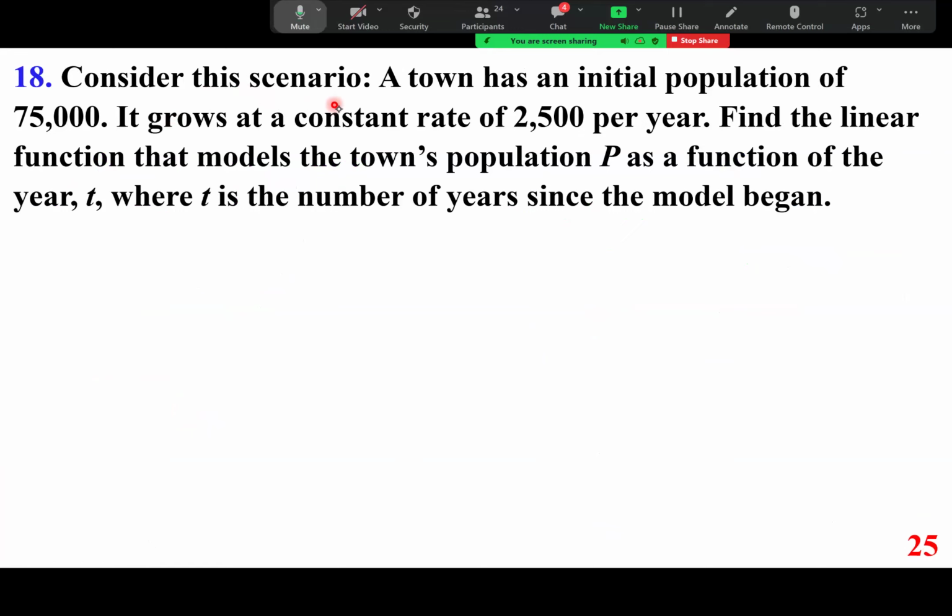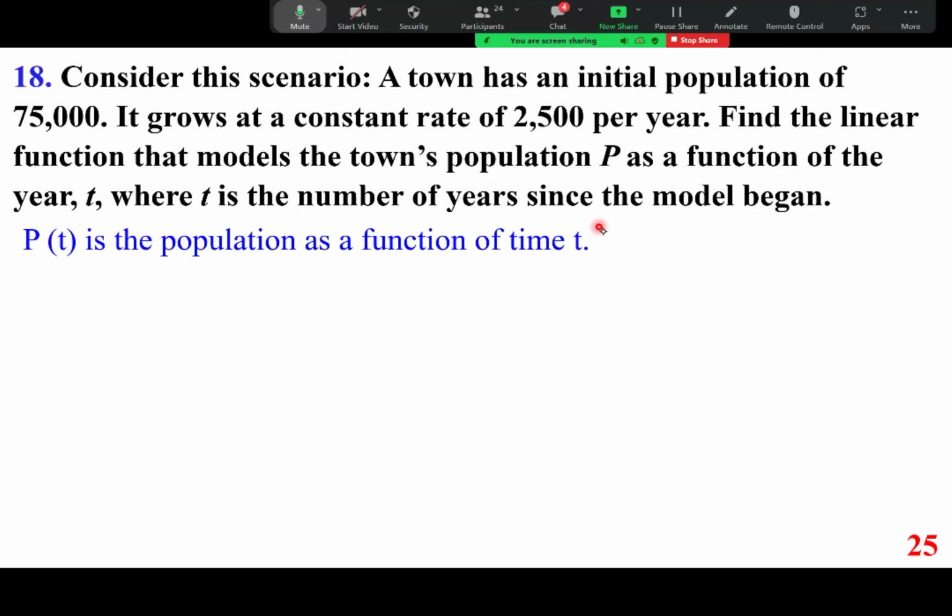Consider the scenario. A town has an initial population of 75,000. It grows at a constant rate of 2,500 per year. Find the linear function that models the town's population P as a function of the year T, where T is the number of years since the model began. So it's very simple to see P of T is the population as a function of time T, which basically gives you 2,500 per year, 2,500 T, the initial value plus 75,000.